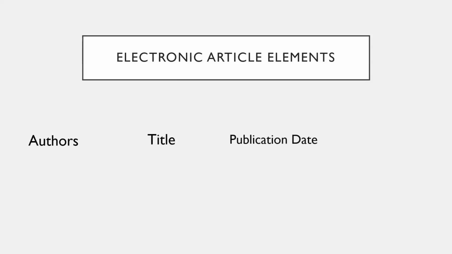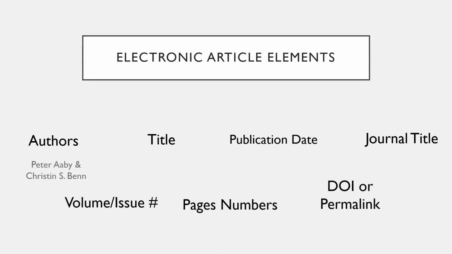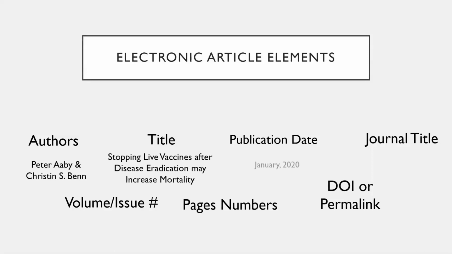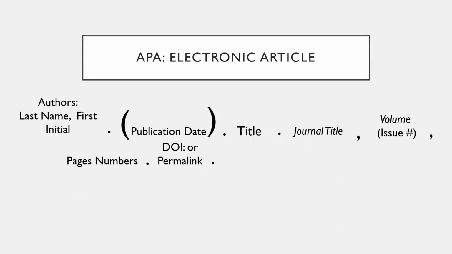So we went through all this. So we have our article and our journal title. And now we need to start putting them together. So for APA, this is going to be our formula, as you would call it. So I have my author's last name, first initial, period, publication date in parentheses, followed by a period.